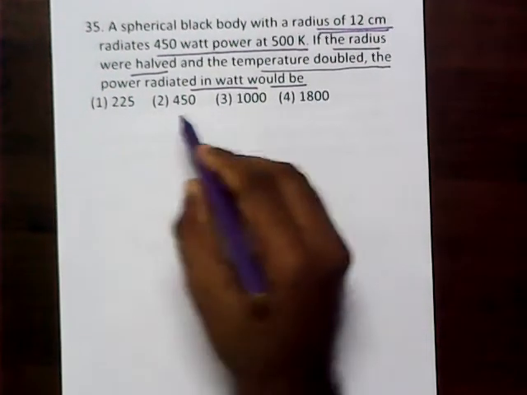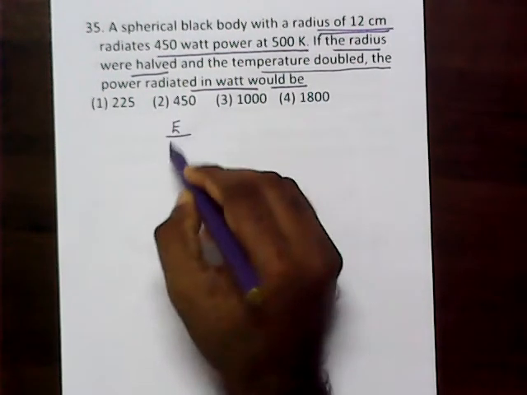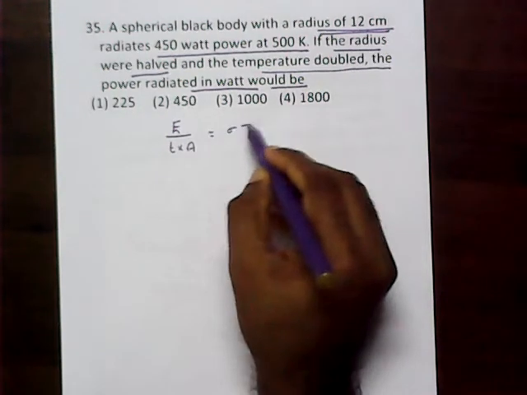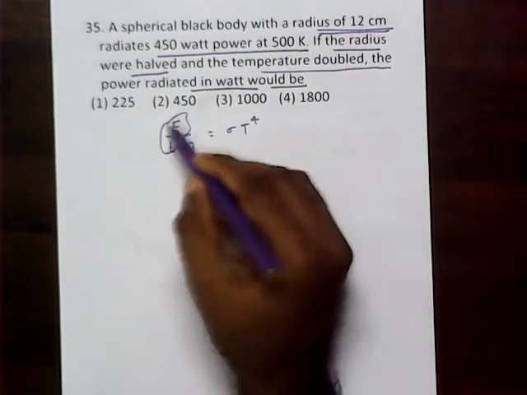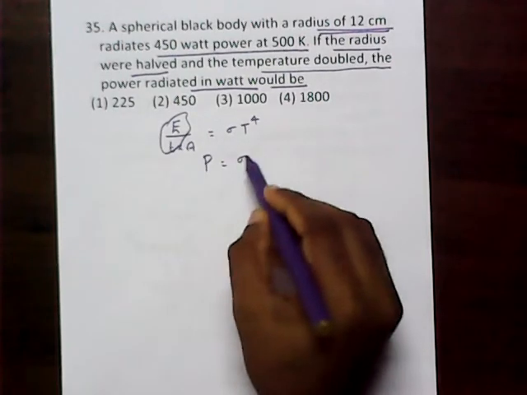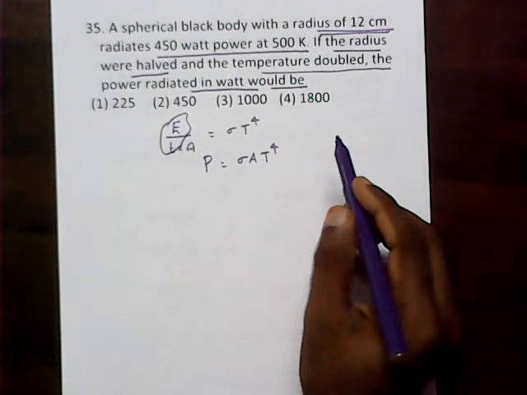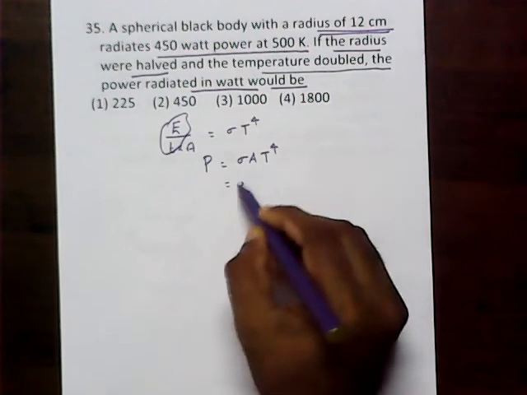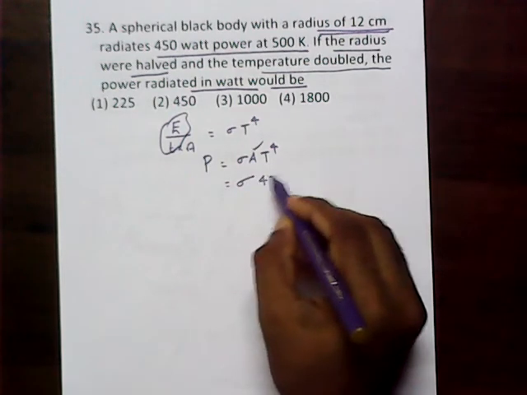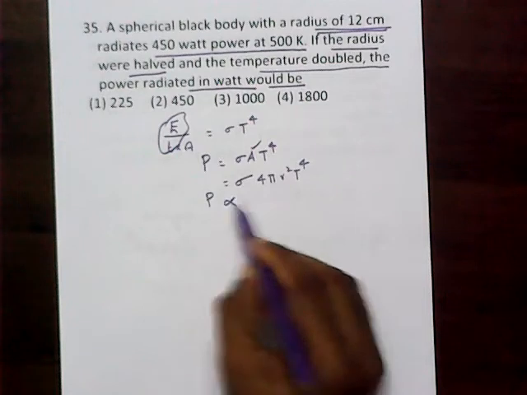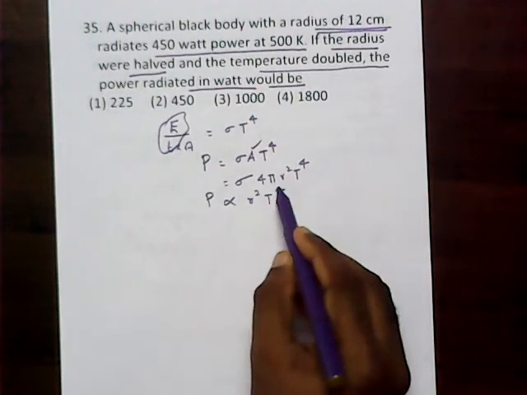So we know the concept that the energy radiated per second per unit area is given as sigma into T raised to 4. So the power we can say is equal to sigma A into T raised to 4. It is a good aspect there. Hence for a spherical body, we can write the area as 4 pi r square, T raised to 4. So the power is proportional to r square T raised to 4.